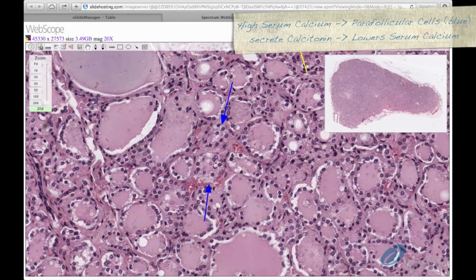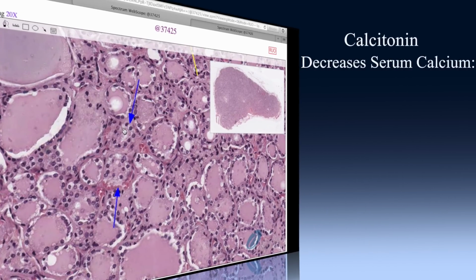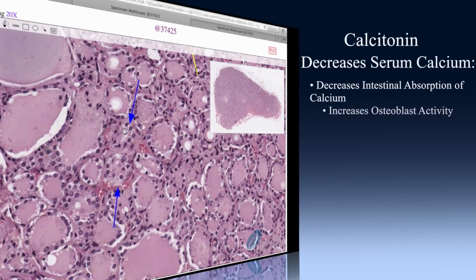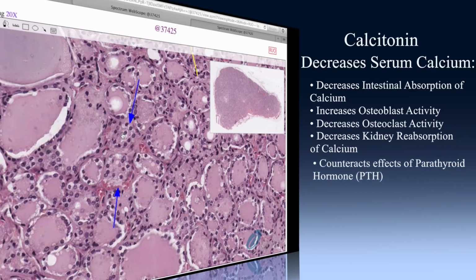These parafollicular cells will respond to high serum calcium levels by secreting calcitonin, which is a polypeptide hormone that helps lower serum calcium. It does this by decreasing the intestinal absorption of calcium, by increasing the activity of osteoblasts, by decreasing the activity of osteoclasts, and by preventing the reabsorption of calcium in the kidney. I like to recall the effects of calcitonin by remembering the phrase, calcitonin keeps the bone in. Its combined effects counteract parathyroid hormone, which I think you guys will be talking about next.